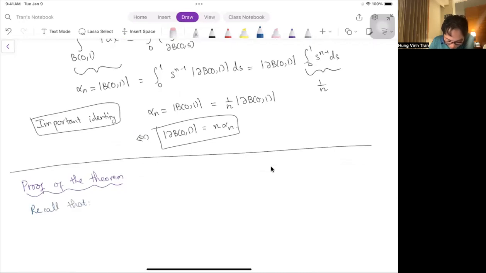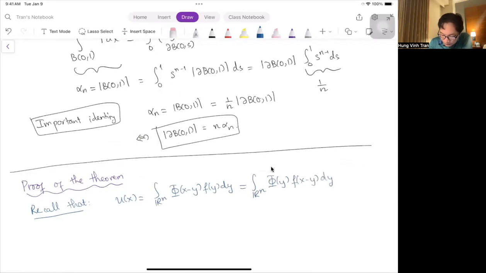Let's recall the formula of u. So u of x equals the integral in R^n of phi of x minus y times f of y dy, or by change of variable symmetry, you can think about it that way: phi of y times f of x minus y dy. Depending on the situation, we can use different formulations. Now let's first prove that u is C2.